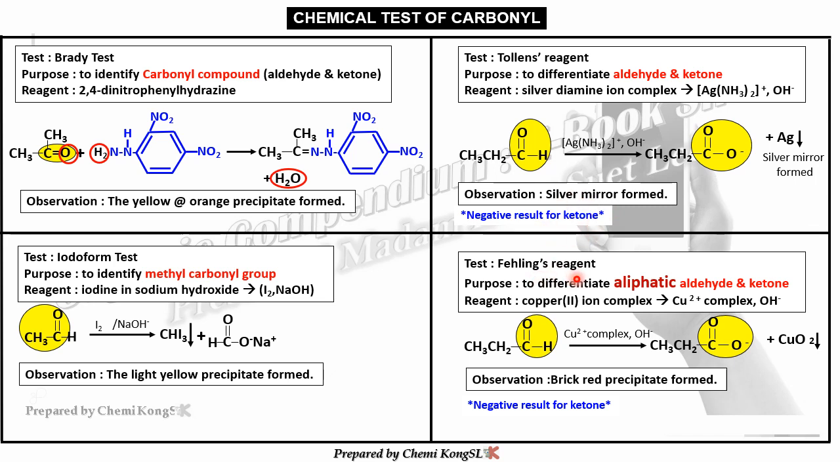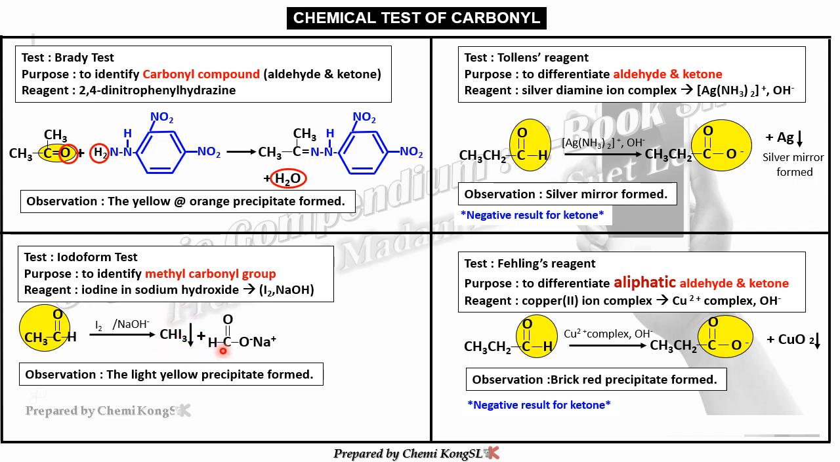Fehling's is also the same. We are using the Cu2+ complex in basic medium. It will form the propanoate ion as well, and the precipitate is Cu2O, which is a brick red precipitate. And same, no brick red precipitate will be formed for ketone compounds. Another one you have learned in alcohol is the iodoform test. The purpose is to identify the methyl carbonyl group. So this is the methyl carbonyl CH3. With the CH3 group, it is a methyl carbonyl group. And then we are using iodine in sodium hydroxide, and it forms this light yellow precipitate.